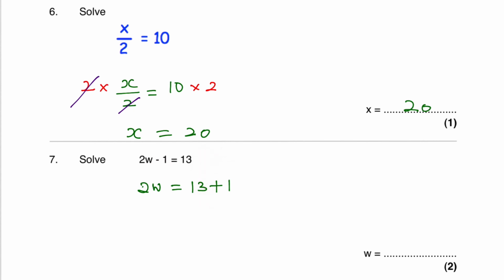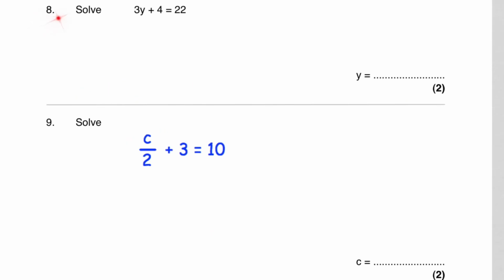Now I need to divide both sides by 2. Therefore, the 2 will cancel each other. Therefore, w equals 14 over 2, which is 7. So w is 7.